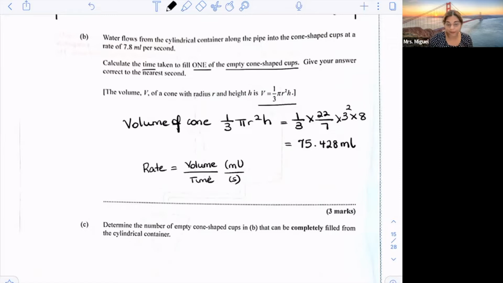And we want to find time, so we can cross multiply. So the time is equal to the volume divided by the rate. So the volume, 75.428, divided by the rate 7.8. So divide that and see what you get. And I want it correct to the nearest second.